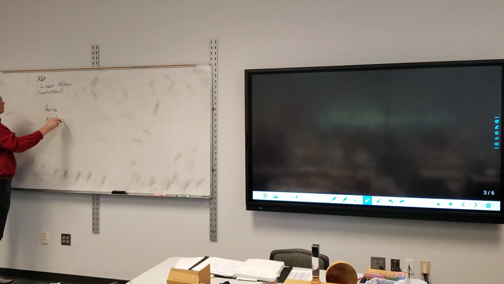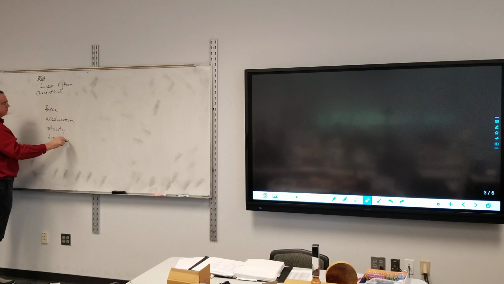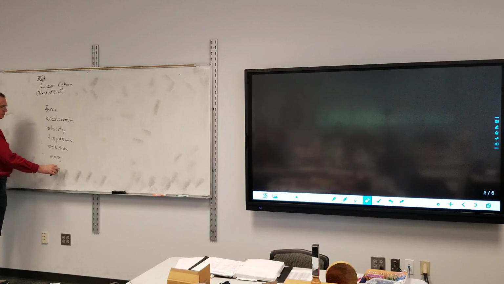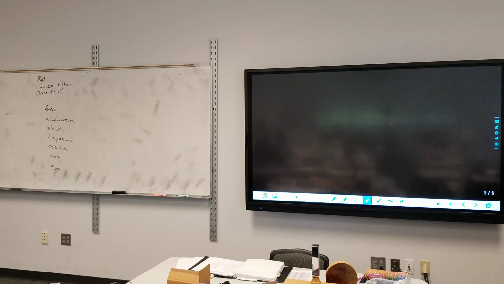acceleration, velocity, displacement, position, mass. And those are the main ones, I guess, time. And then you've got distance and speed and things like that. But let's just stick with the vectors for right now. So generally we use a capital F with a vector symbol, a, v, delta x, or whatever letter you're using for position, m, and t.